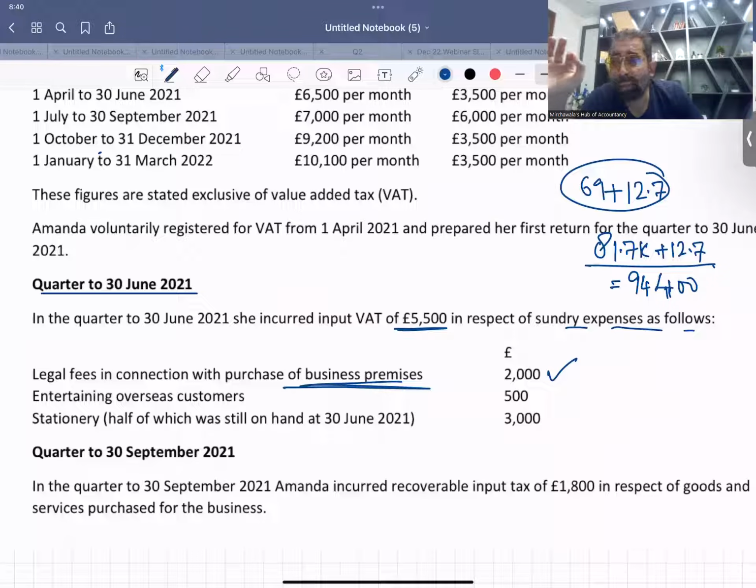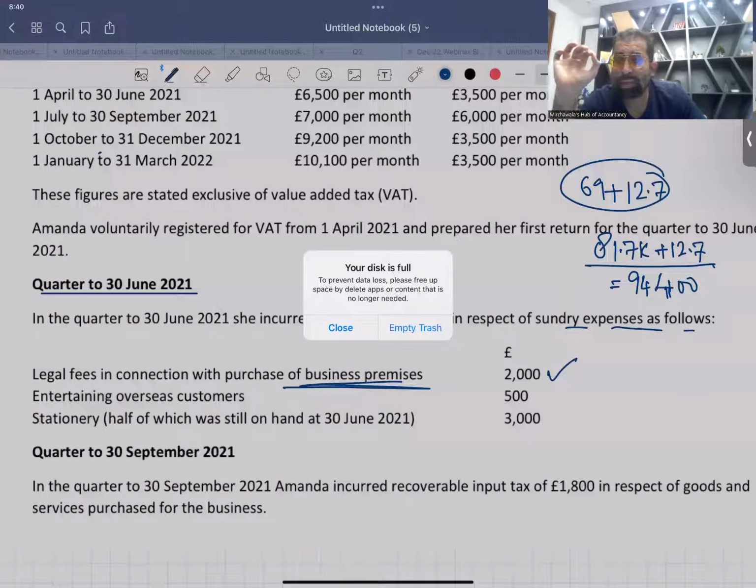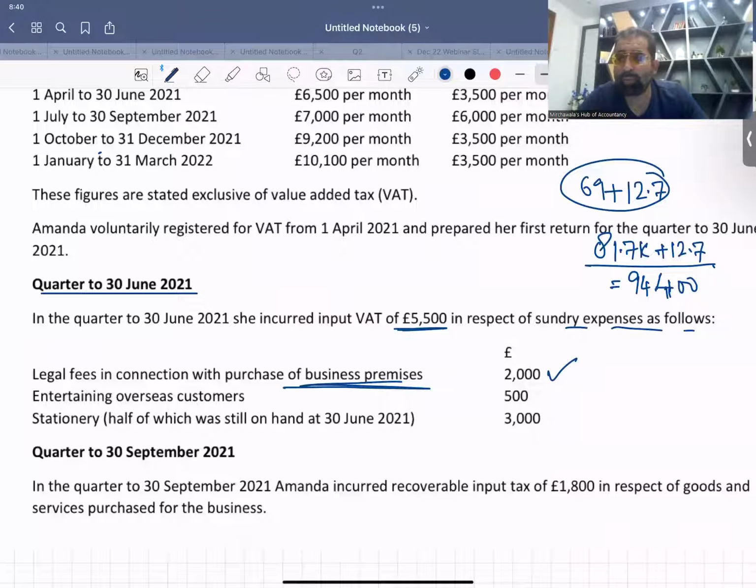You cannot claim input VAT on cars. There are some exceptions. You cannot claim input VAT on cars which are in private use. You cannot claim input VAT for entertaining customers if those customers are local customers. And for private expenditure, you also cannot claim input VAT. Otherwise, if you are buying furniture, whether capital expenditure or revenue expenditure, if that is related to business, you can claim in full. So on legal fees, you can easily claim in full.